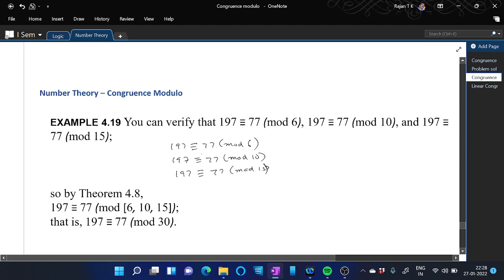And therefore by this theorem 197 is congruent to 77 mod LCM of 6, 10, 15. We know LCM of 6, 10, 15 is 30. So 197 is congruent to 77 mod 30.